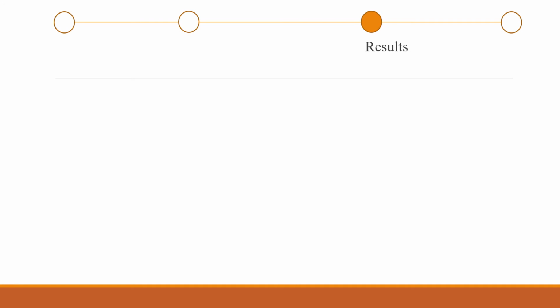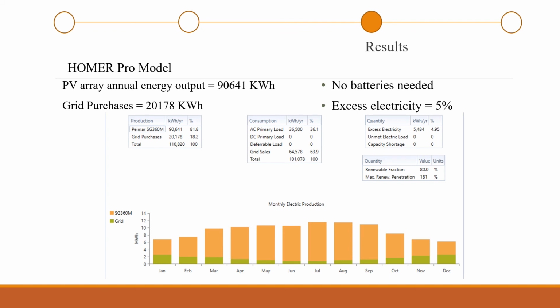The first part of the results we had is from the Homer Pro model. The PV array annual energy output is more than 90,000 kWh, with a very low excess electricity percent. In our system, no batteries are needed, as it's not important to have energy storage while having a grid connection, as if we have excess electricity, we sell it directly to the grid, and then we can buy it again at a reduced price, anytime if needed, as the grid is considered an infinite power source for our house.